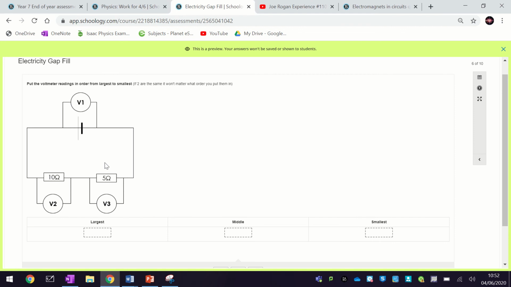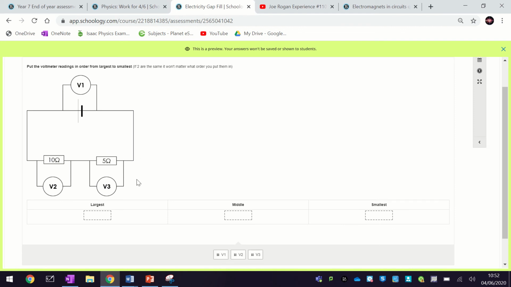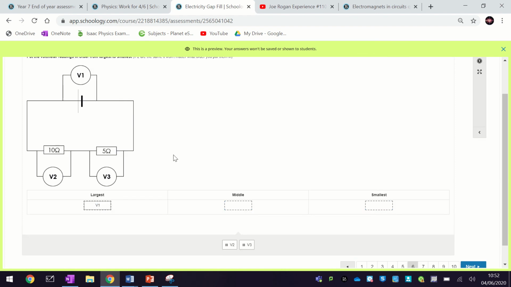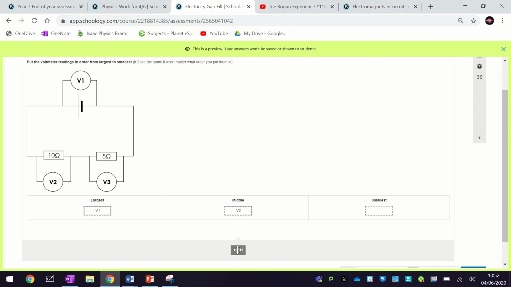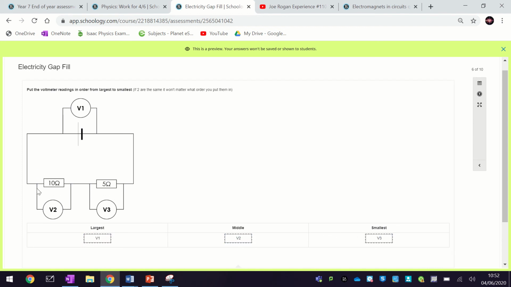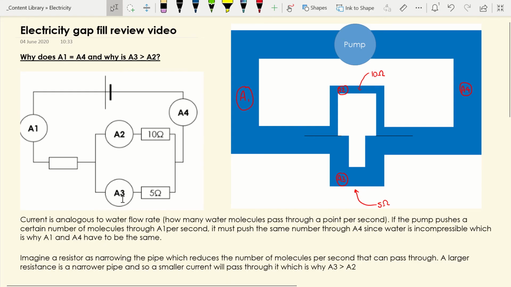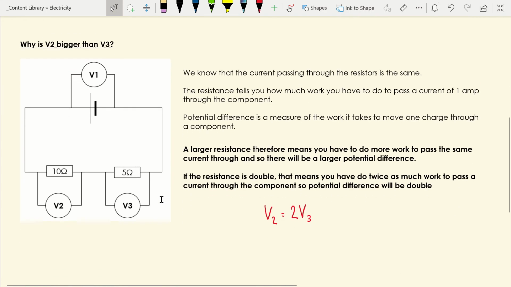Looking at the same thing with potential difference. So in this one, again, I'll show you and then I'll talk about why. So the biggest one is going to be V1. That's measuring the EMF of your power supply. That would be equal to the sum of V2 plus V3, which is why it has to be the biggest. The next biggest one is going to be V2, and then it's going to be V3. And again, I want to dig into that a little bit more and explain why V2 is bigger than V3.